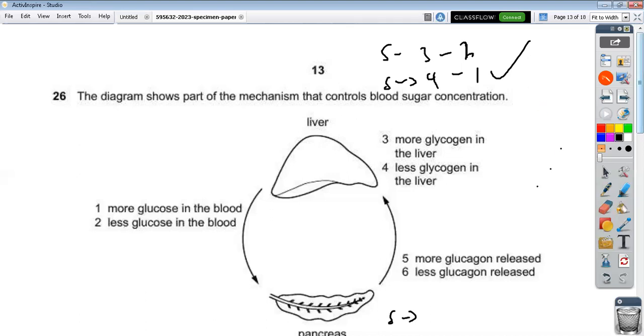Okay, but now the question was starting from the pancreas. That's correct. 4, 5, 4, 1. Okay.